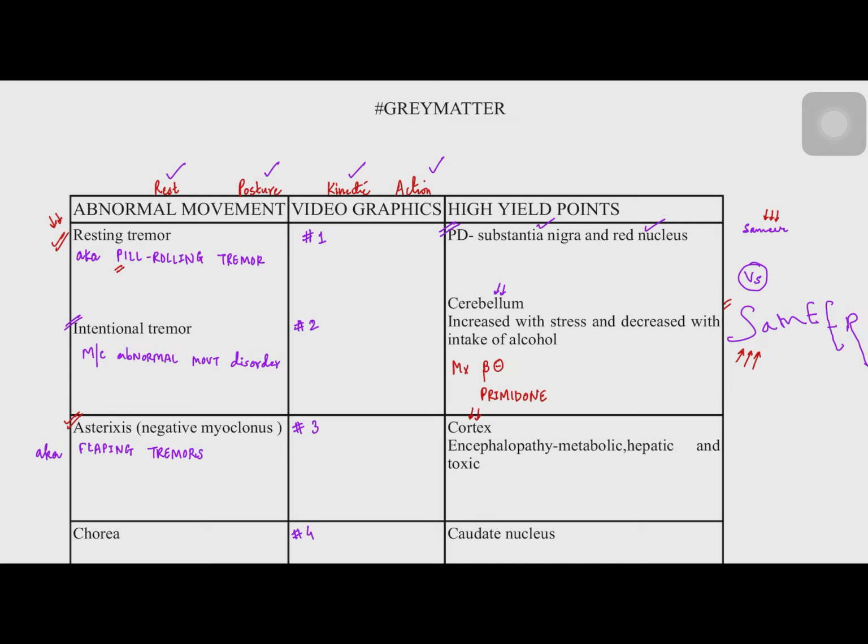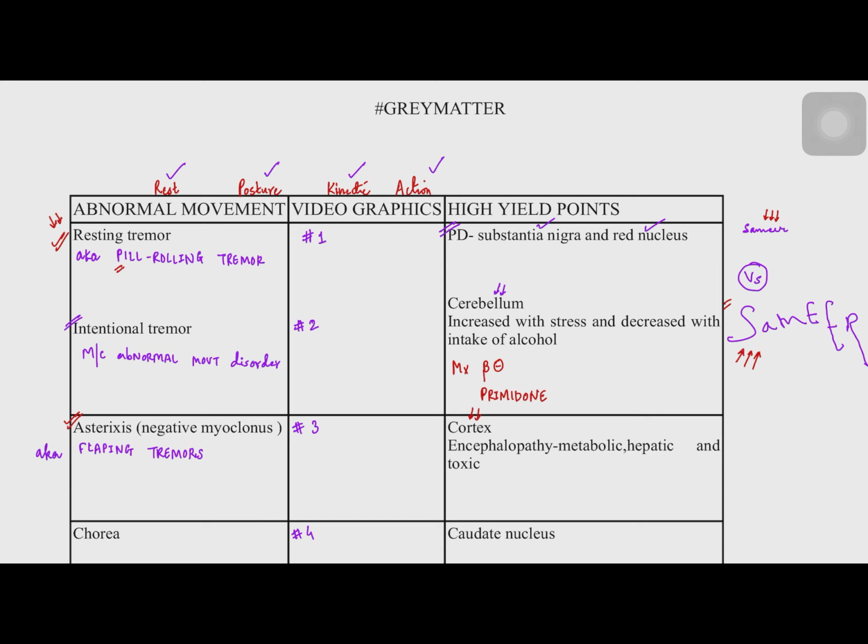So today we are going to discuss a very important topic in neuromed, that is abnormal movement disorders. We are going to have a comparison between all the abnormal movement disorders. First we are going to discuss the movement disorder, then the video graphics we are going to see, and then some high yield topics, if required for NEET PG, I am going to discuss them.